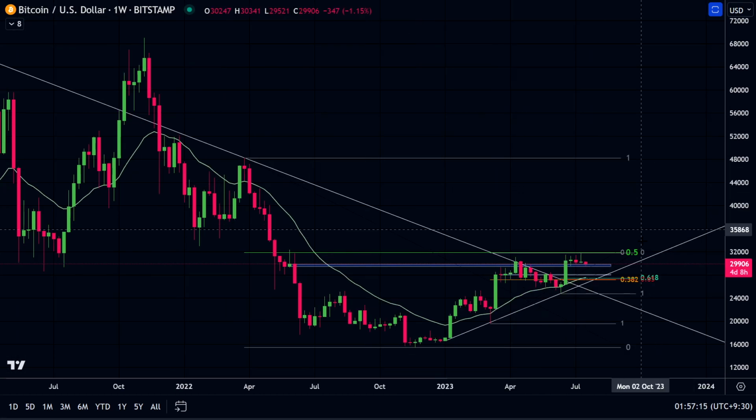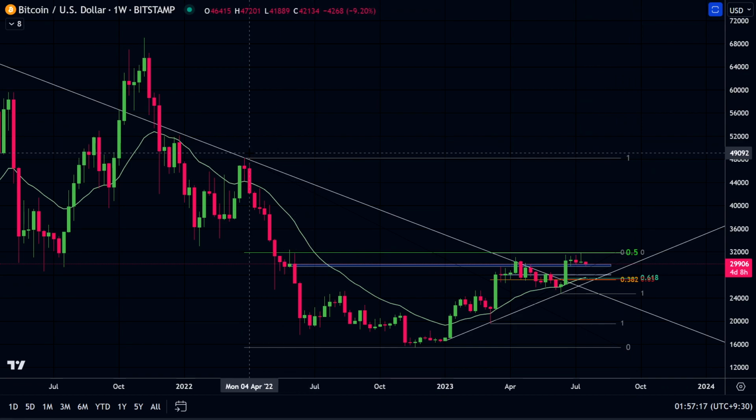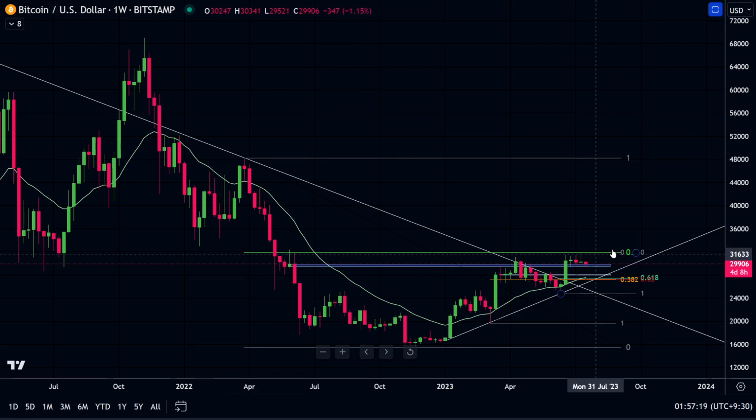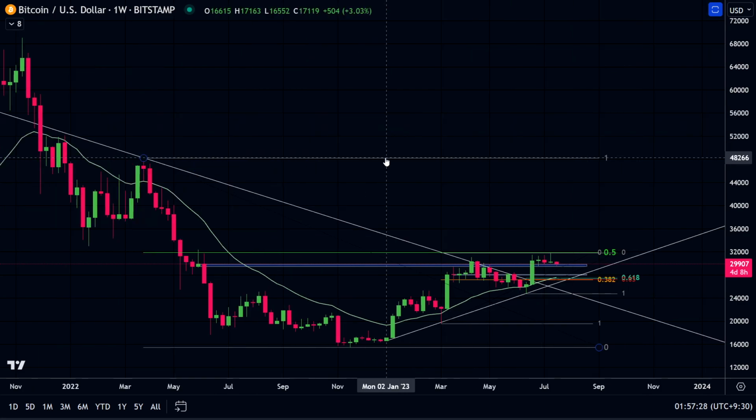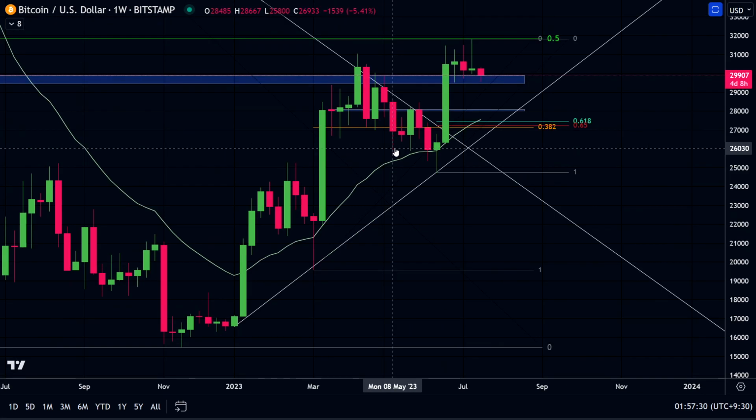Just looking at where we're also getting resistance here, our top was at 31.8k. This is actually the 0.5 fib level, taking it from the top of this dead cat bounce to the bear market low. So this is a key level here, and this is where we're getting resistance, the middle of this range.